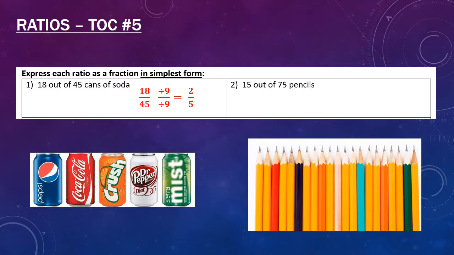Another example is 15 out of 75 pencils. If I say 15 out of the 75 pencils that I have in my possession are colored pencils, or have different colors, then that's how I would write it. It would be 15 on the top, 75 on the bottom, and to simplify, I'm going to divide both by 15. That's my greatest common factor. I also could have divided both by 5 if I didn't know that 15 would go into both numbers. When I divide both by 15, I get 1/5. So that means out of every 5 pencils, 1 of them is going to be a different color.